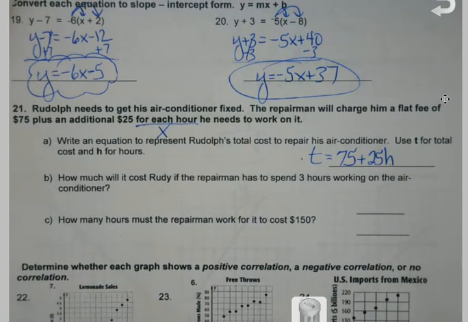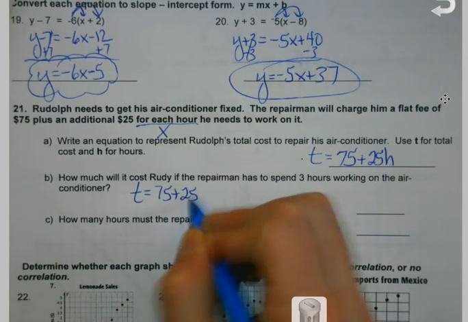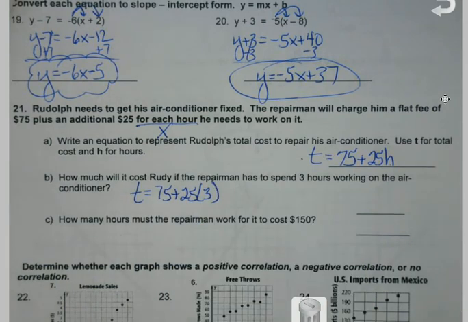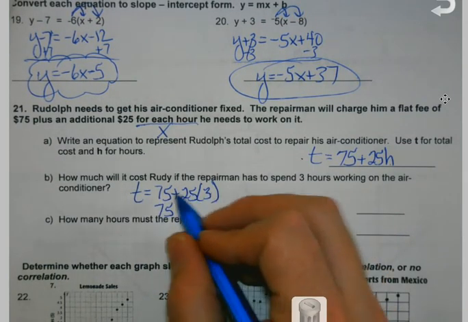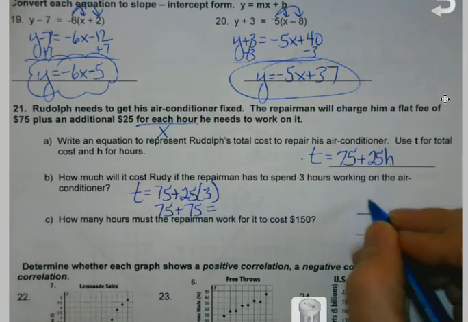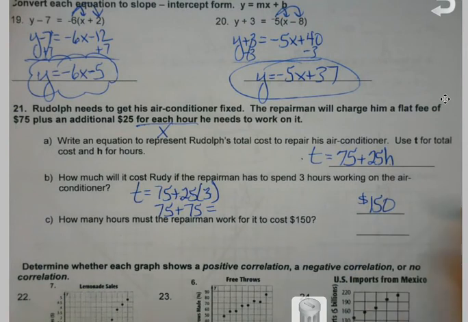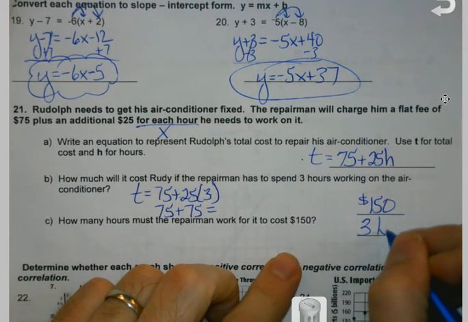Well, speaking of 3 hours, how much will it cost Rudy if the repairman has to spend 3 hours? Well, we're going to replace the H with 3 then. And again, you got to multiply before you add, so I can't do 75 plus 25 and then multiply by 3. It won't work. If the repairman would like it, he'd make more money. We wouldn't. Well, and check this out. How many hours must the repairman work for it to cost $150? I think we just answered that. That's kind of funny.